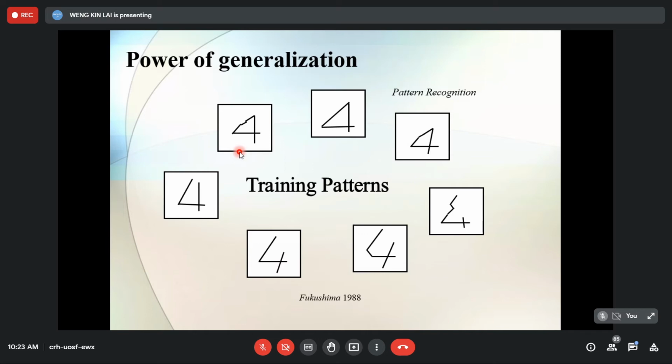The popularity, the thing that made people sit up and pay attention to his work, is that this number here is actually not in the training examples.